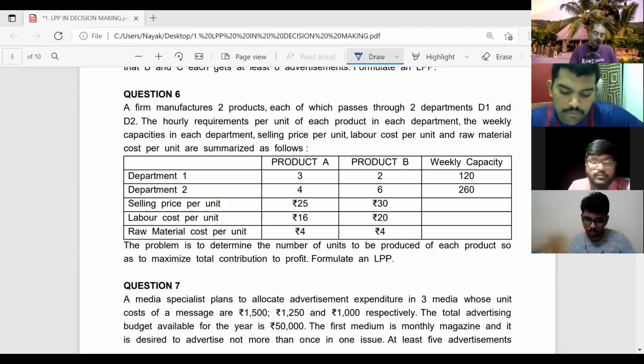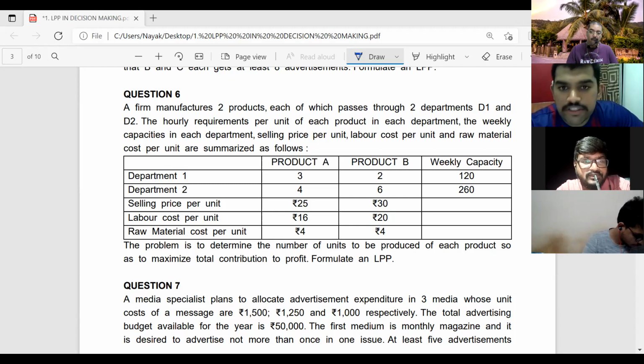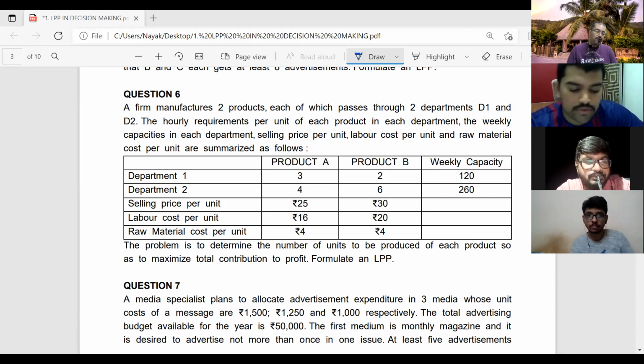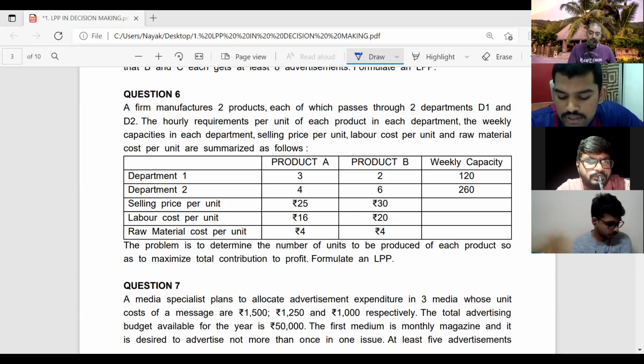The objective function is 5x1 plus 6x2. Z is equal to 5x1 plus 6x2. That is the objective function. You have not told me whether it is maximize or minimize. Maximize. Okay. Maximize Z is equal to 5x1 plus 6x2. Correct. Subject to 3x1 plus 2x2 less than or equal to 120. 4x1 plus 6x2 less than or equal to 620. 620 or 260? Sorry, 260. Okay. And then non-negativity constraints x1, x2 greater than or equal to 0.